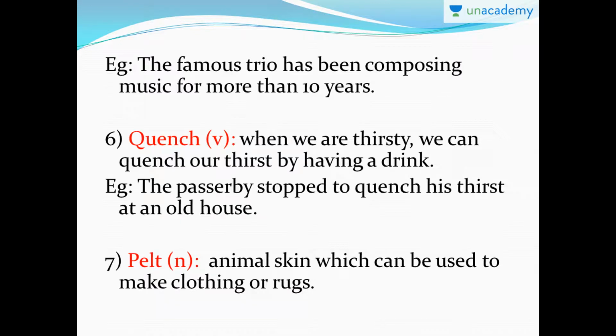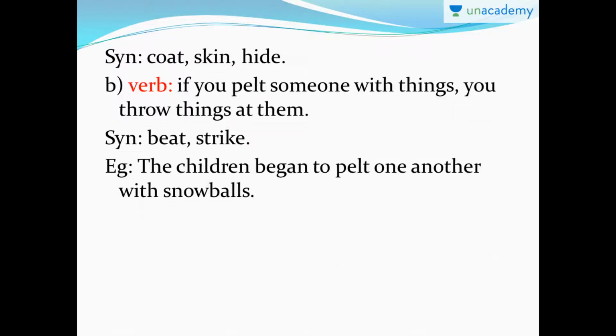Next word is pelt. Pelt is a noun. So pelt is an animal skin which can be used to make clothing or rugs. So we all know that sometimes there are specific types of animals who are killed to make clothing or rugs out of them. So that specific skin is called pelt. Synonyms are coat, skin, hide.